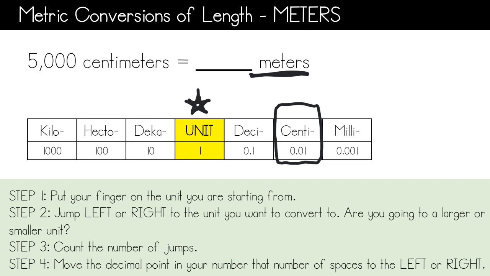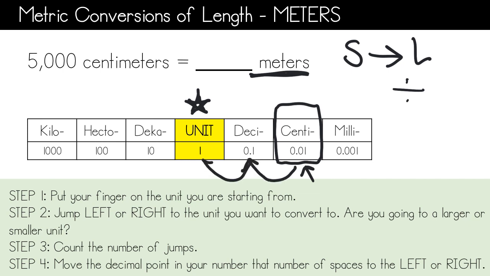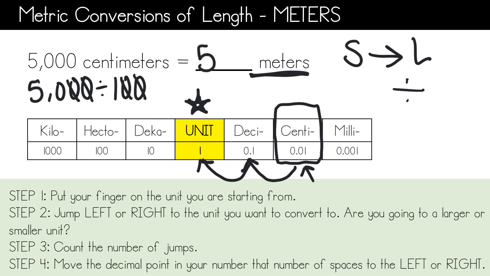We need to decide, are we going larger to smaller or smaller to larger? So let's see. This is where we started right here. We are going from a smaller unit to a larger unit. So when we are going from a smaller unit to a larger unit, that means that we are going to divide. So let's see how many places we have to divide over. 10, 100. So 5,000 divided by 100 cancels out, equals 50 meters.